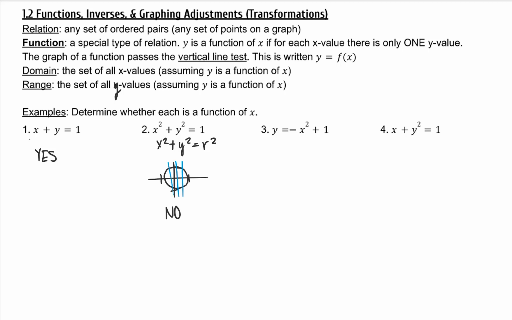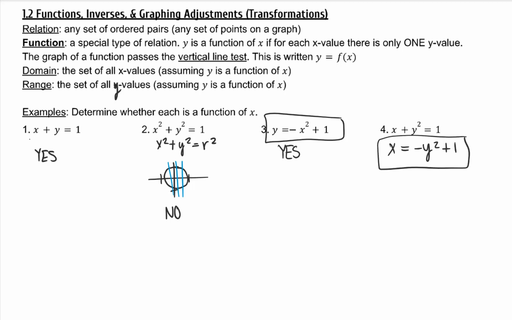So no. This one is an upside down parabola moved up 1. That's definitely a function. It passes the vertical line test. This is the same as x equals negative y squared plus 1. Very similar to what we had over here, except when the y is being squared, then I have a sideways parabola, and a sideways parabola does not pass the vertical line test. So this one is not a function.